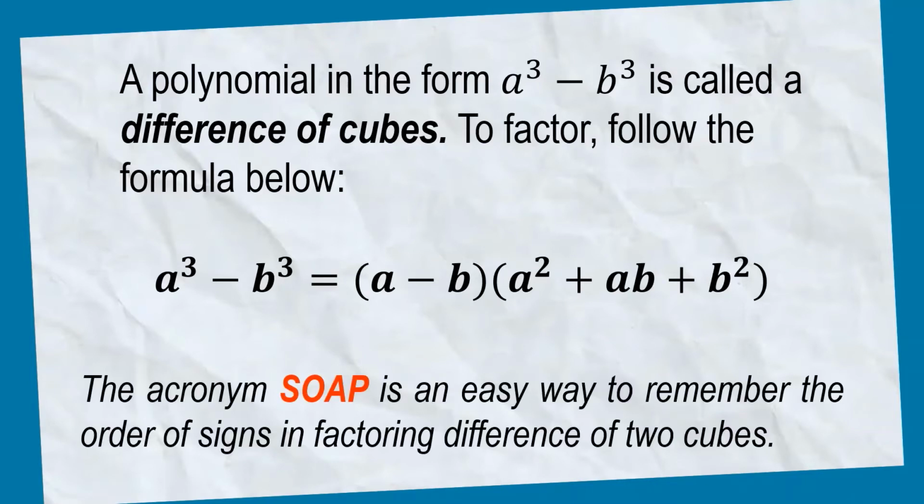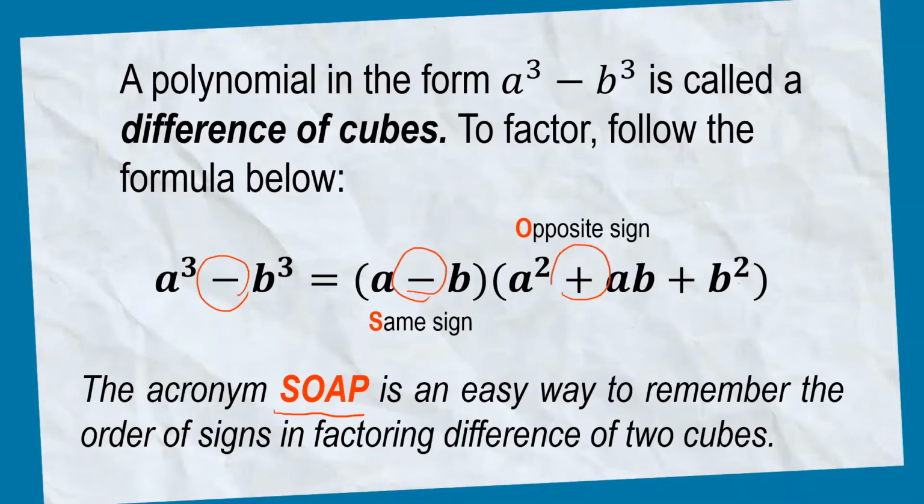So again, we can use the acronym SOAP para po maalala natin ang order of signs and operations in factoring difference of two cubes. Since minus sign po ang meron tayo sa difference of two cubes, this is same sign, opposite sign, and this is always positive.